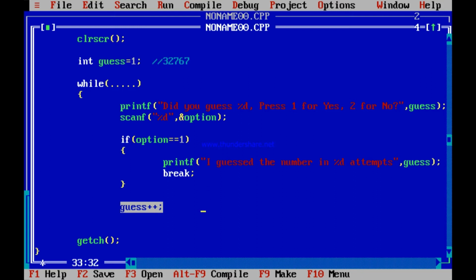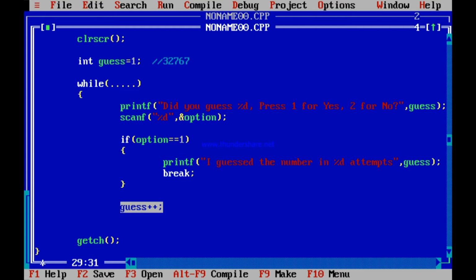In this way, when this guess reaches 71, it goes to the loop. Did you guess 71? Still no, option is 2. Option equal to 1 is false. Go over here, guess is 72 now. Now it comes to the start of the loop. Did you guess 72? Option scanned this time will be 1. The user will enter 1. Option equal to 1.